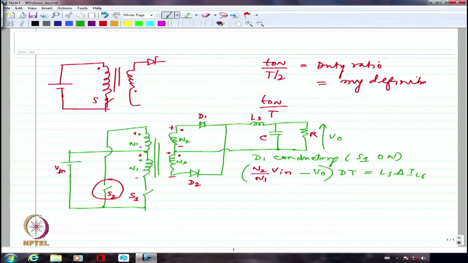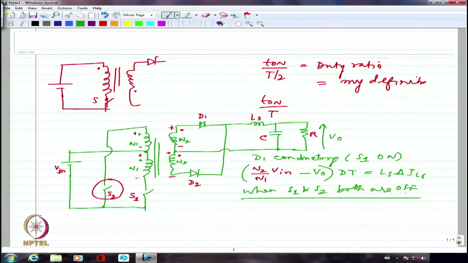And when I turn it off, it is exactly similar to what we had in the case of the buck converter when we had turned off the switch. Right? So when both of them are not conducting, that is the off interval, when S1 and S2 both are off.